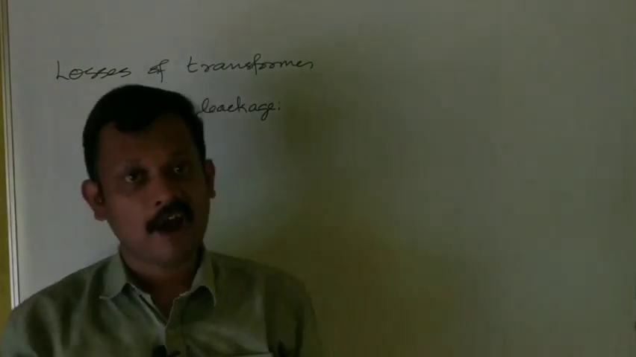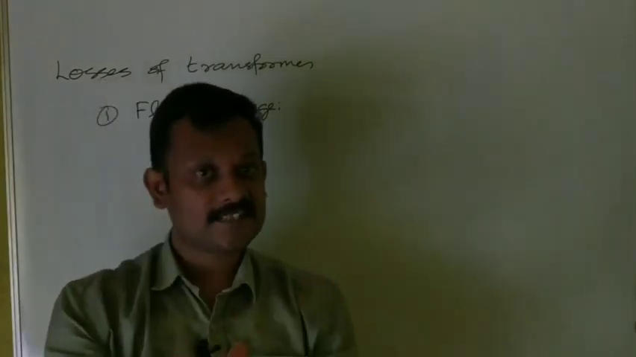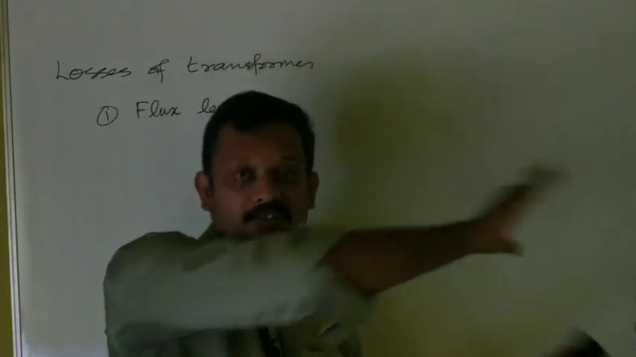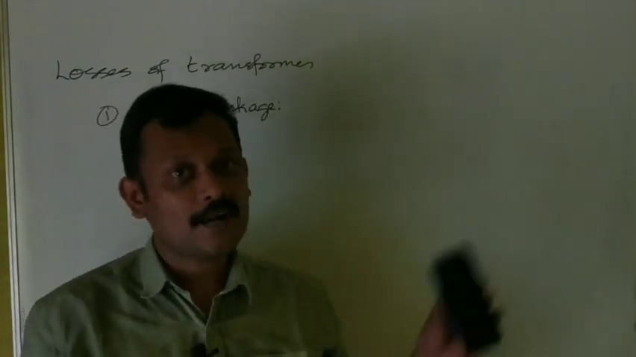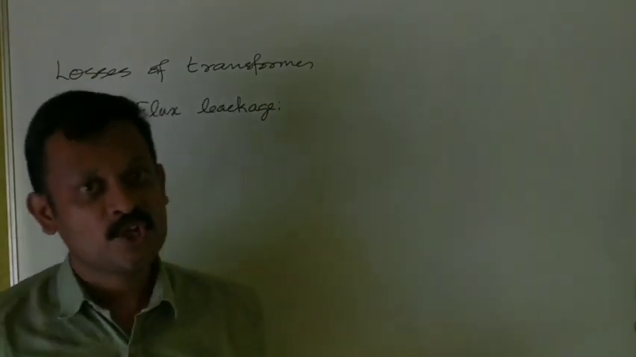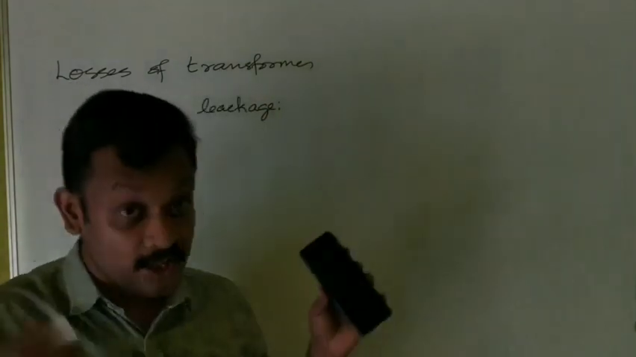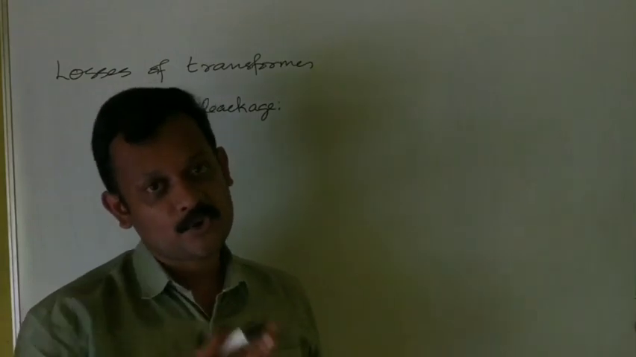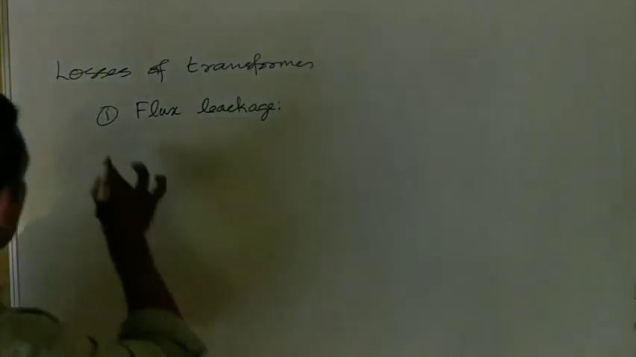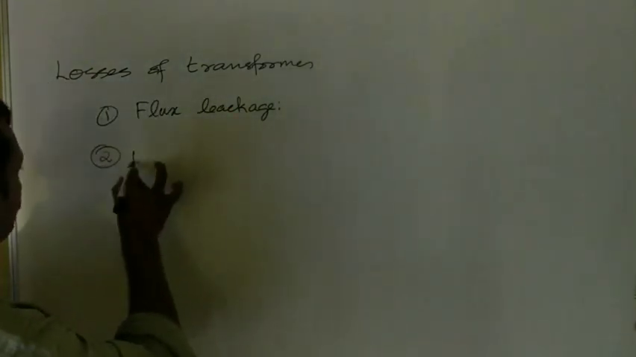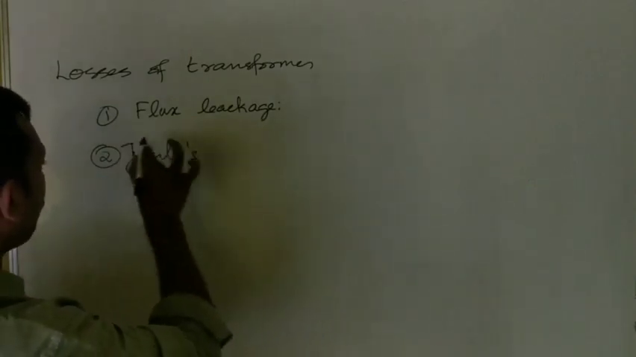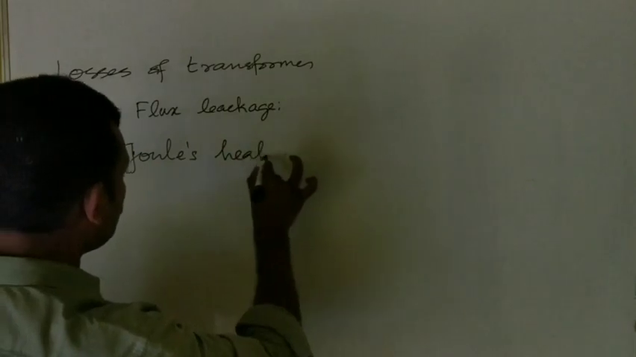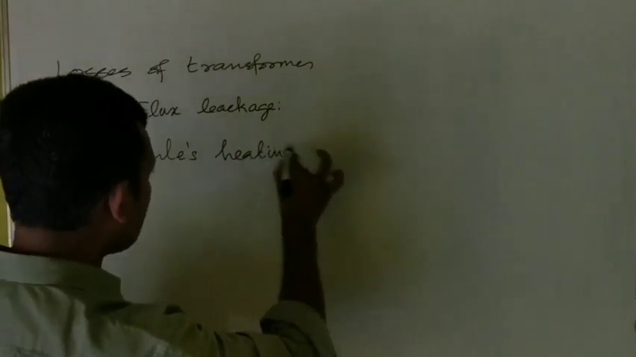What do you mean by flux leakage? We have assumed that the entire flux linked with the primary coil is transmitted to the secondary coil, as I told you. But in practice, this 100% transfer won't take place. So there will be a loss of flux in the process, that is called flux leakage. Second one is Joule's heating effect.